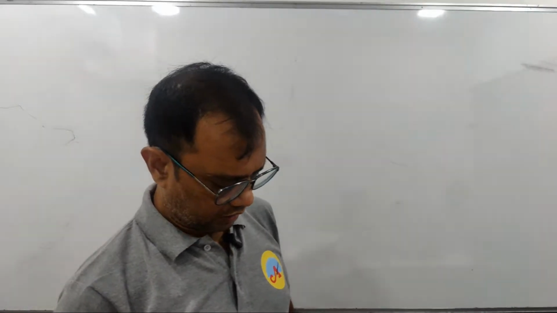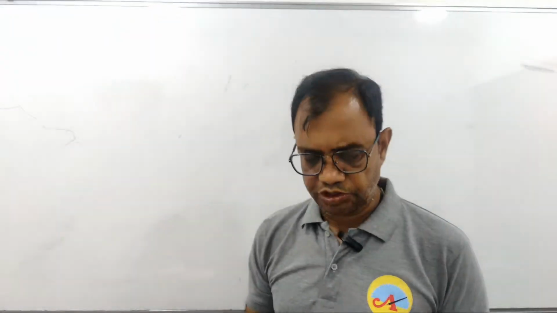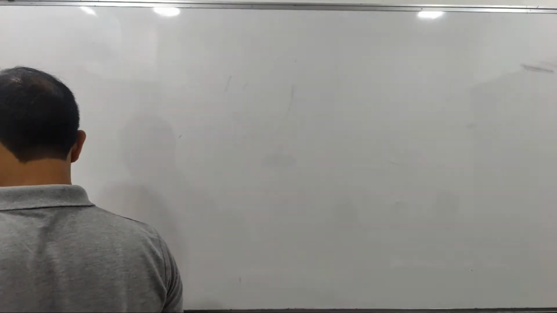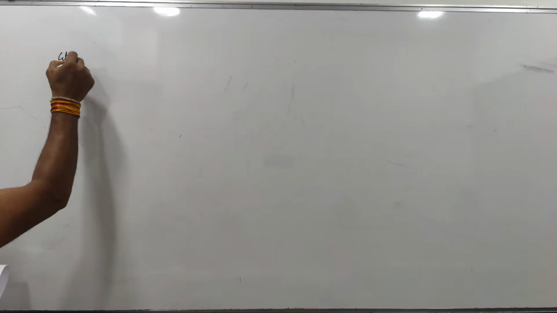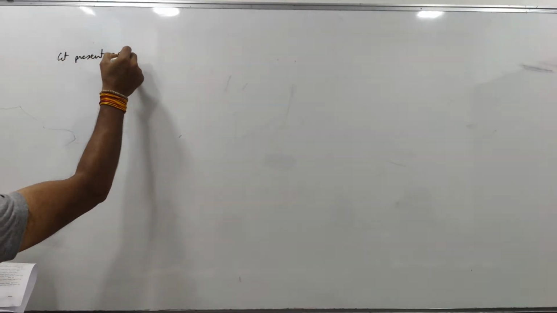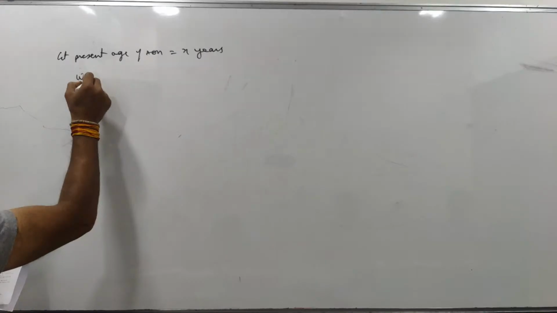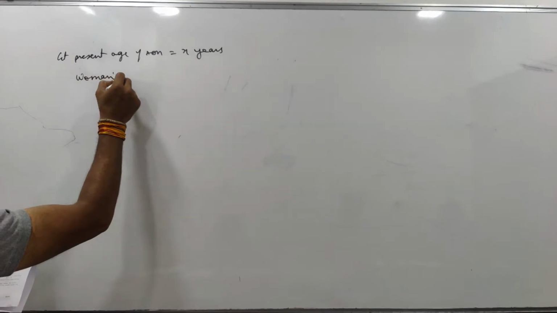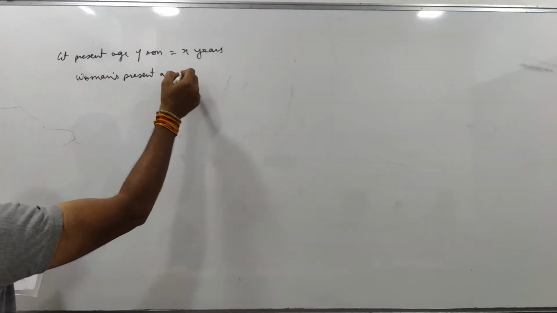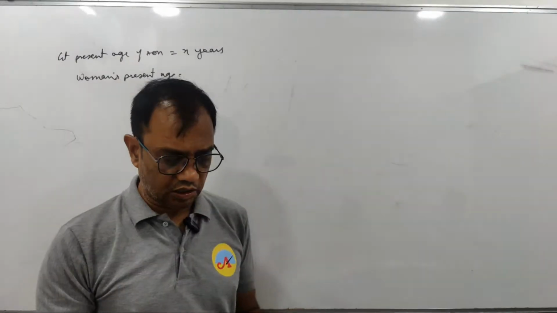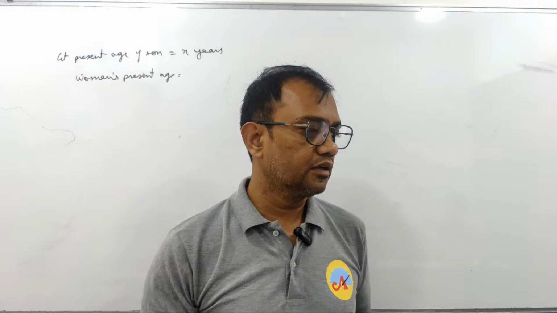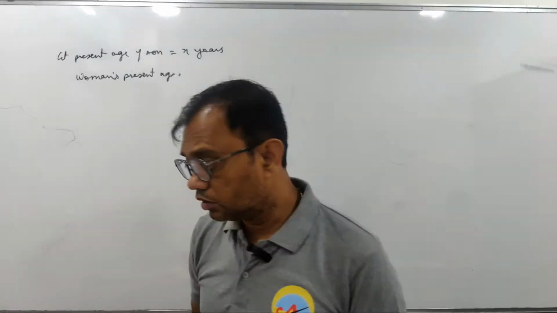So we'll do a question on age. 5 years ago, a woman's age was the square of her son's age. Whenever we take x, we start from the backside. So let the present age of the son be x years. So what will be the woman's present age? x square. Present. Yes. Here it is mentioned that 5 years ago a woman's age was the square. It is 5 years ago.